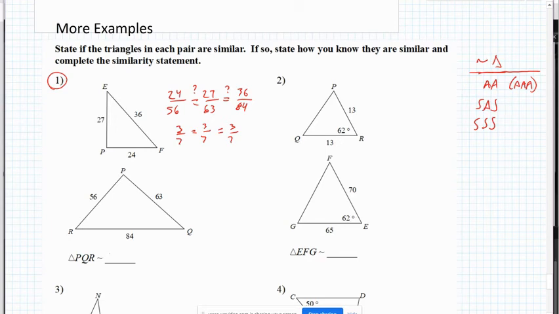So we can say triangle PQR goes from short to long. So from short to long would be FE, and then P. FEP by SSS.